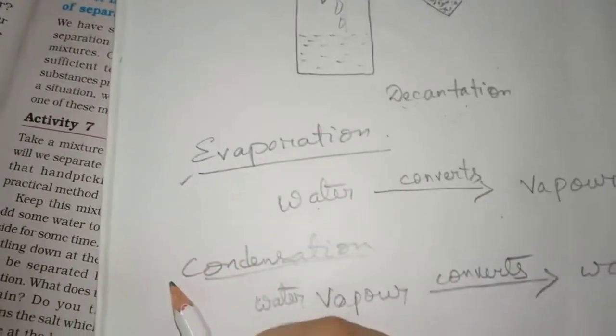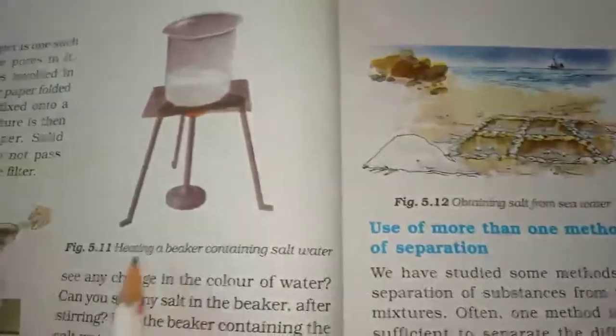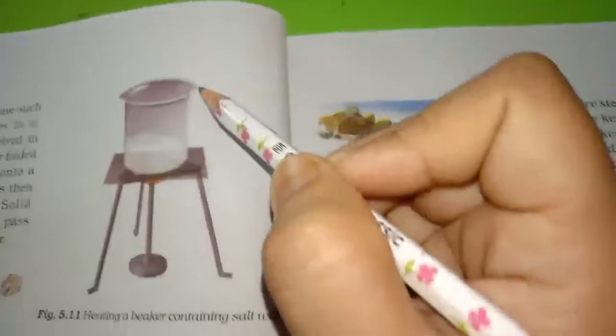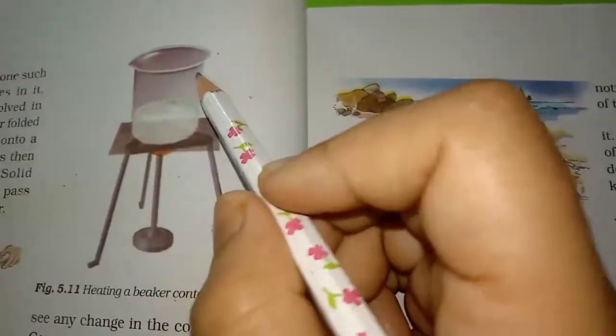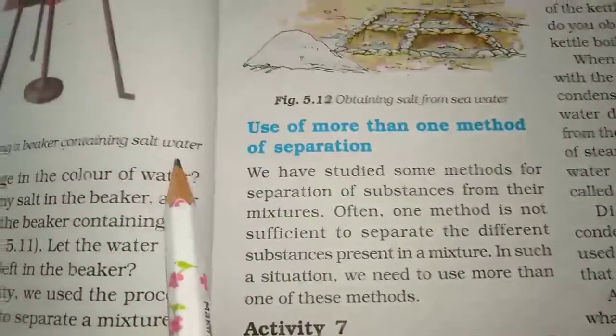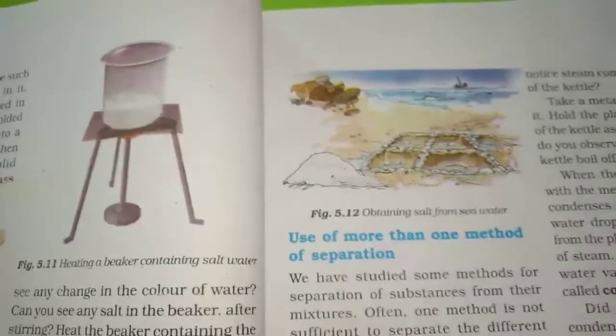Now let's take an example for evaporation and condensation. First of all, let's see evaporation. The example is heating a beaker containing salt water. Beaker means what? This thing is called a beaker, and in the beaker we have salt water. That means a mixture of water and salt. This is salt-containing water.